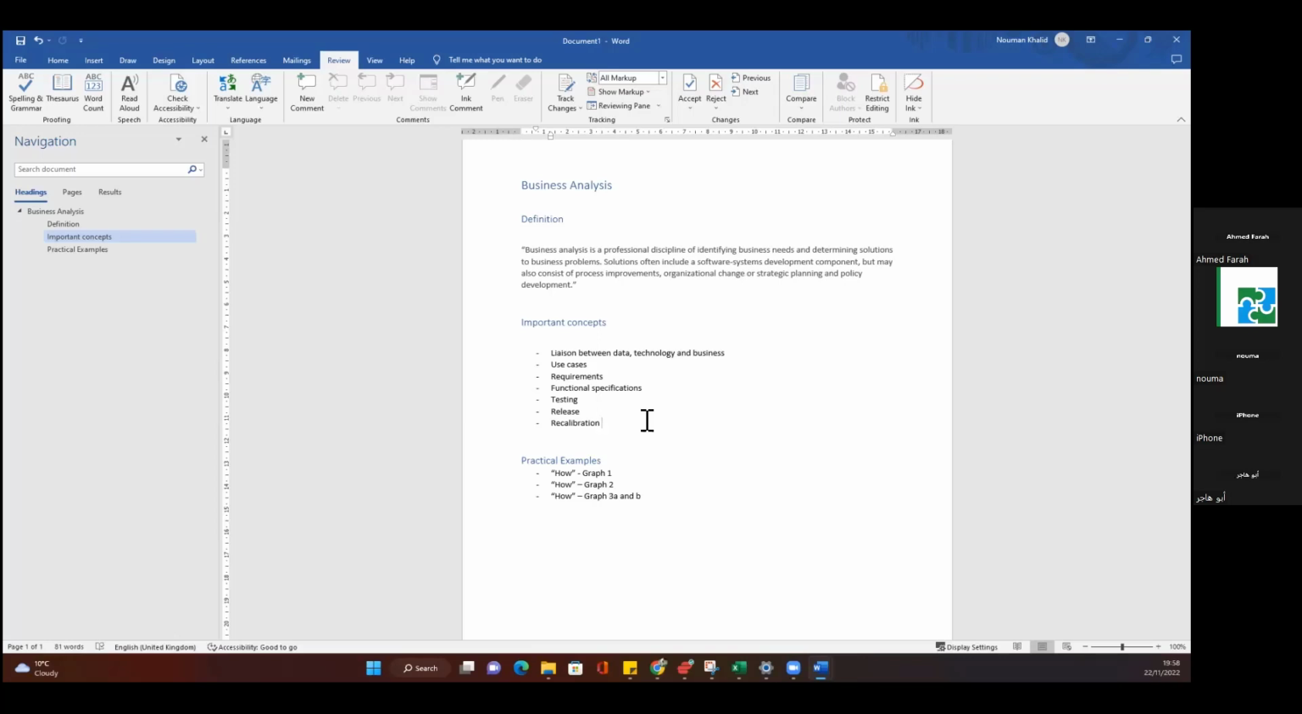So we see, okay, the system's not performing well. There's something not adjusting properly in the system, or something's not performing to the best of its ability. So therefore, it requires recalibration, right? So those are the main concepts of business analysis.